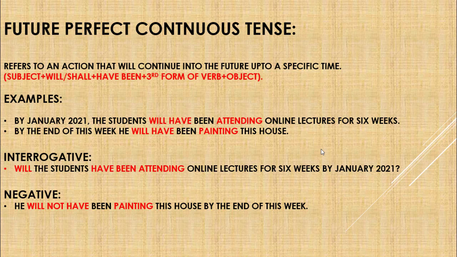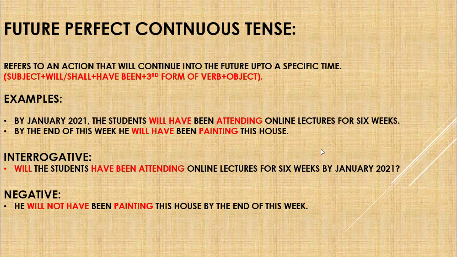The interrogative sentence starts with will or shall. As you can see in the examples, will the students have been attending online lectures for 6 weeks by January 2021?